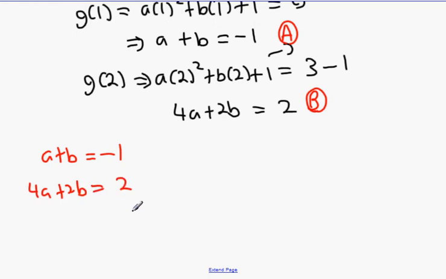Okay, ready? What can I do to get rid of it? Multiply the top one by 2. Multiply the top one by 2, I get 2a plus 2b equals minus 2. What else do I need to do? Multiply with minus 1.